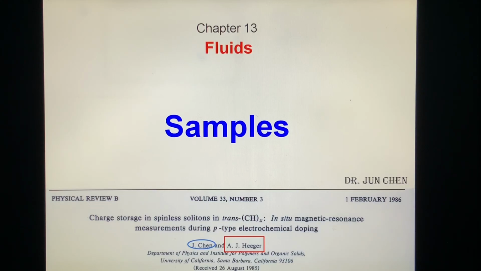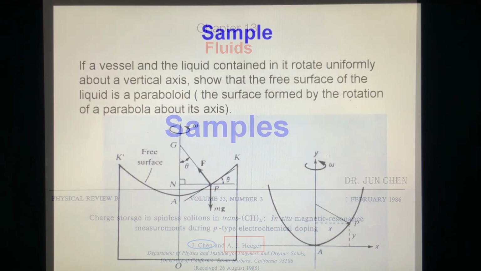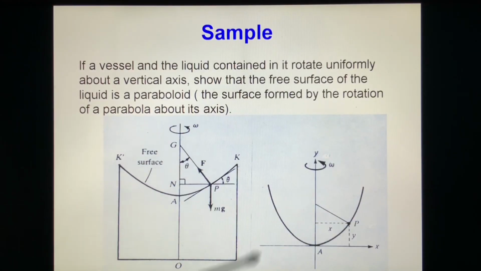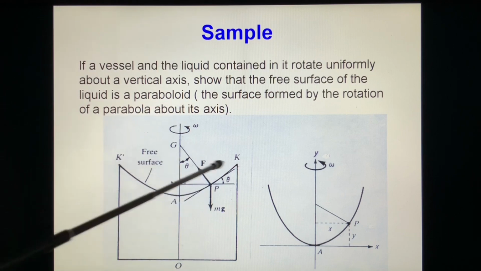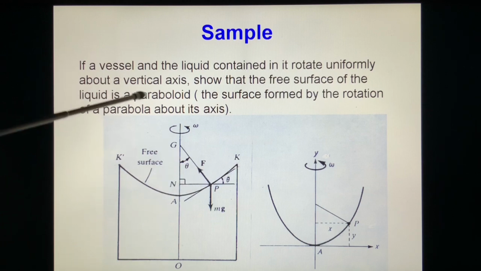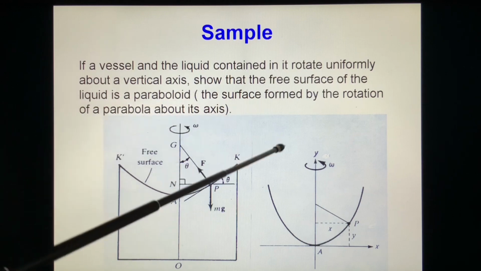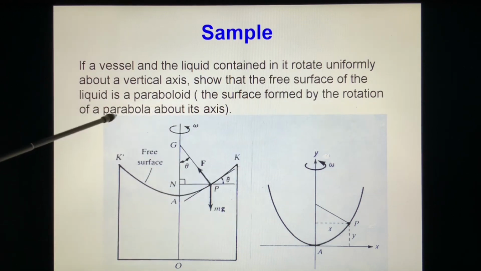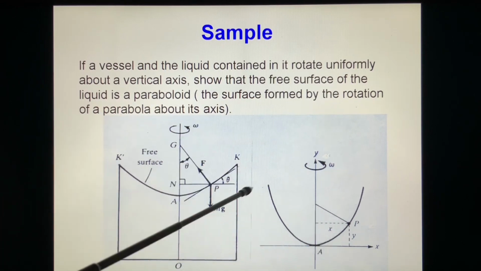Chapter 13, Fluids, Samples. Sample 1. A vessel containing a liquid is rotating uniformly about a vertical axis. Show that the free surface of the liquid is a paraboloid, the surface formed by rotation of a parabola about this axis. So we're going to prove it. We have seen the video.